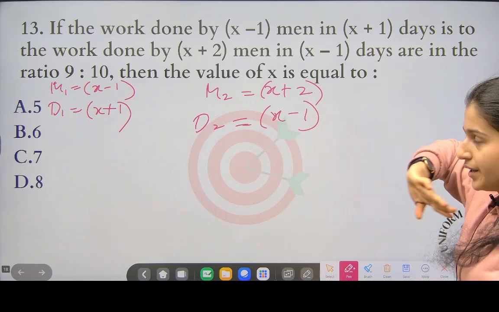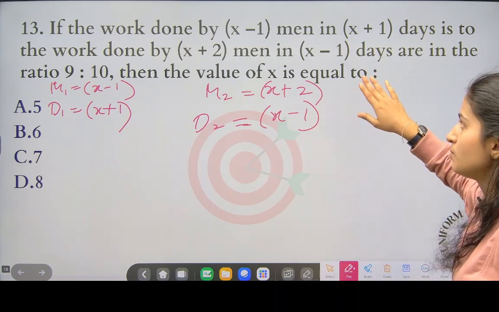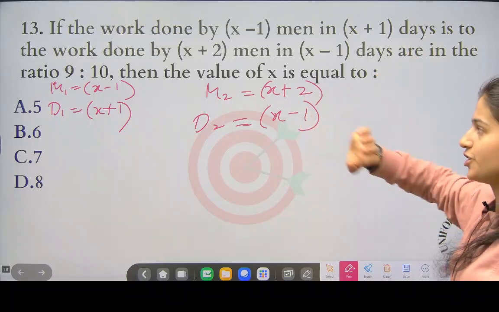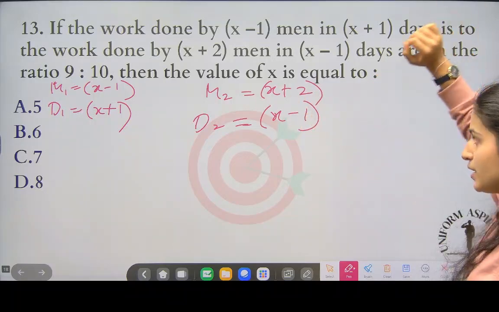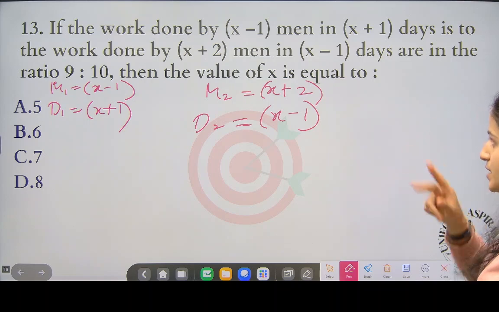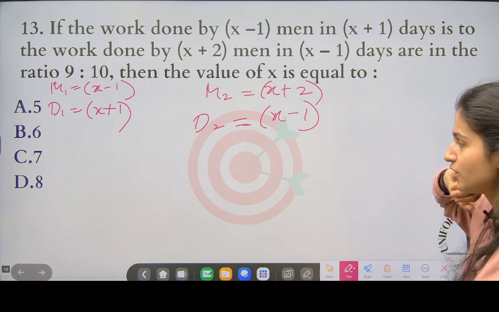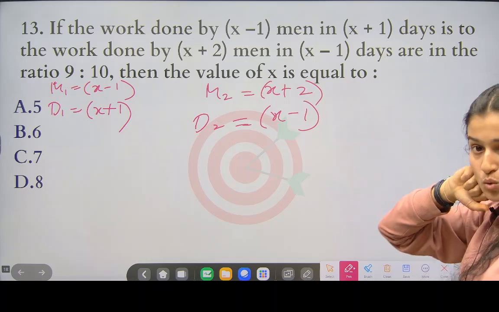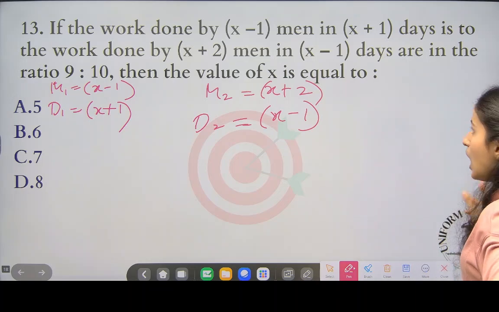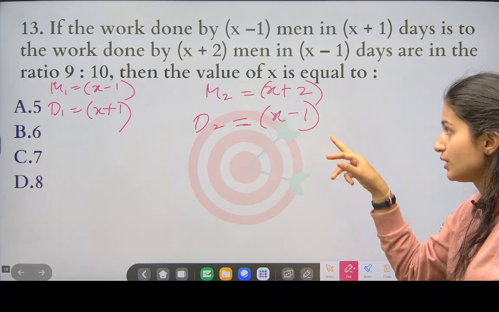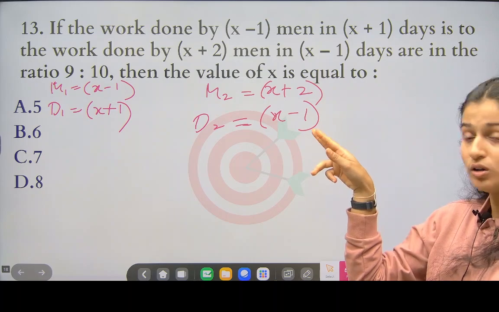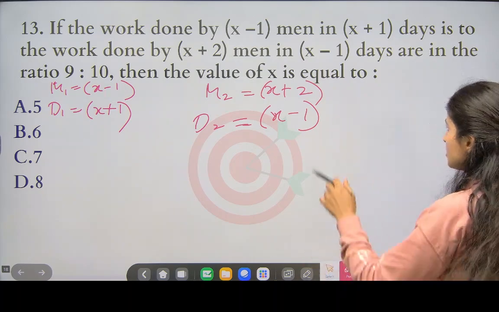Now listen, read it again. If the work done by x minus 1 men, first condition written, in x plus 1 days, first condition written. What is the second condition? Is to the work done by x plus 2 men, second condition written, in x minus 1 days, second condition written. They are in what ratio? 9 is to 10. 9 is to 10 means it is simply 9 upon 10.